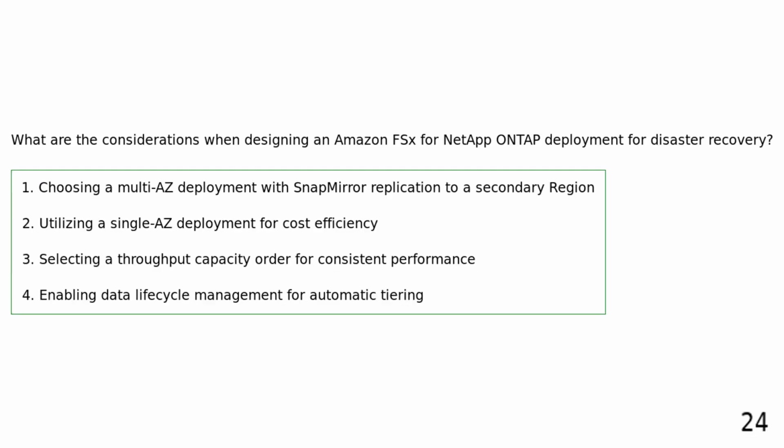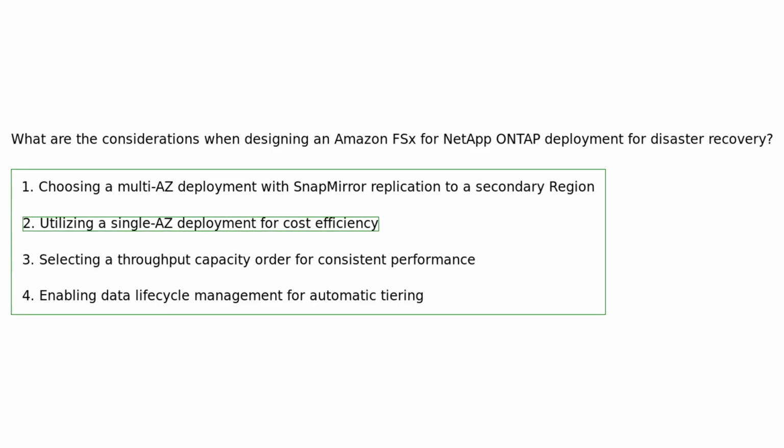What are the considerations when designing an Amazon FSx for NetApp ONTAP deployment for disaster recovery? Choosing a multi-AZ deployment with SnapMirror replication to a secondary region. Utilizing a single AZ deployment for cost efficiency. Selecting a throughput capacity for consistent performance. Enabling data lifecycle management for automatic tiering. For disaster recovery, a multi-AZ deployment with SnapMirror replication to a secondary region is recommended to ensure data redundancy and availability in case of a region-wide outage.